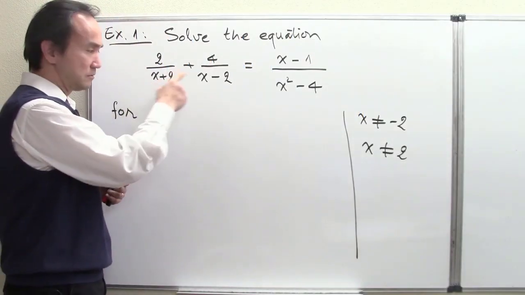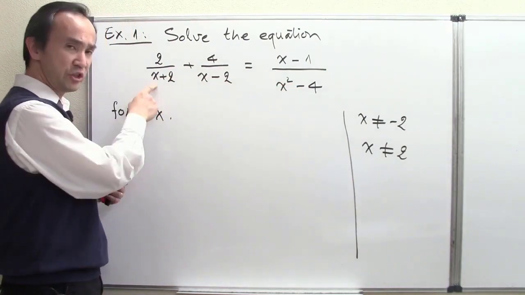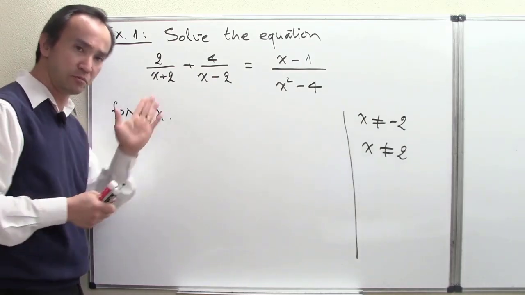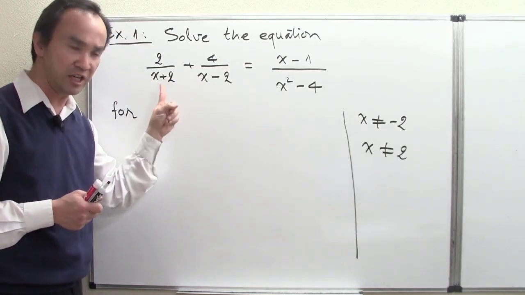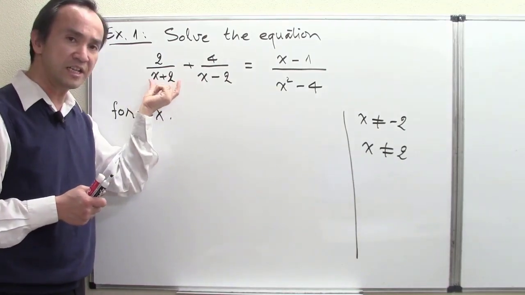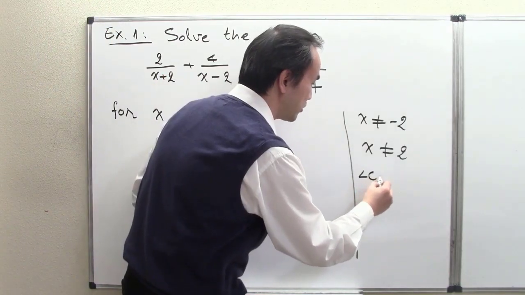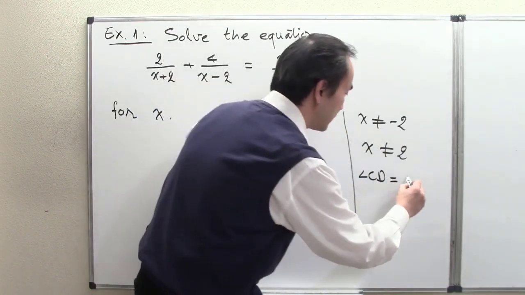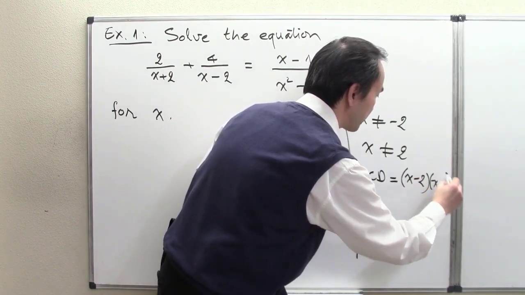In our equation, with three rational terms, we have three separate denominators: x plus 2, x minus 2, and x squared minus 4. We must bring in the skill we learned previously, prior to this lesson, about how we can find the LCD of the three rational terms. So let's find the least common denominator throughout all three rational terms. After using our skill, we come up with the least common denominator being x minus 2 times x plus 2.